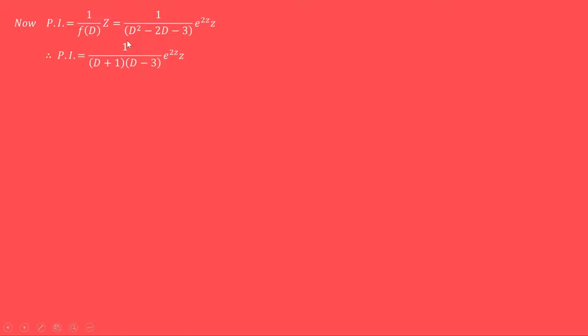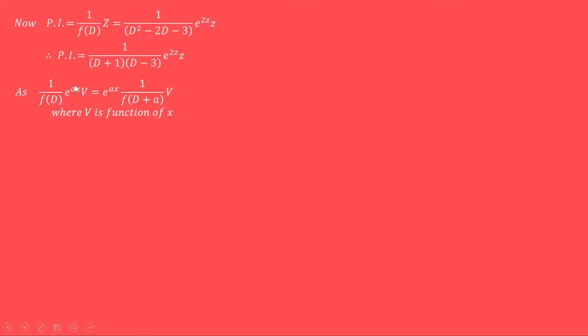Now this is of the type 1 upon f of D, e raised to x into capital X, and we have seen that result as 1 upon f of D, e raised to x into v is equal to e raised to x outside. Instead of D, write down D plus a, and so we get 1 upon f of D, e raised to x into v is equal to e raised to x, 1 upon f of D plus a into v, where v is a function of small x. So we can use this result here.